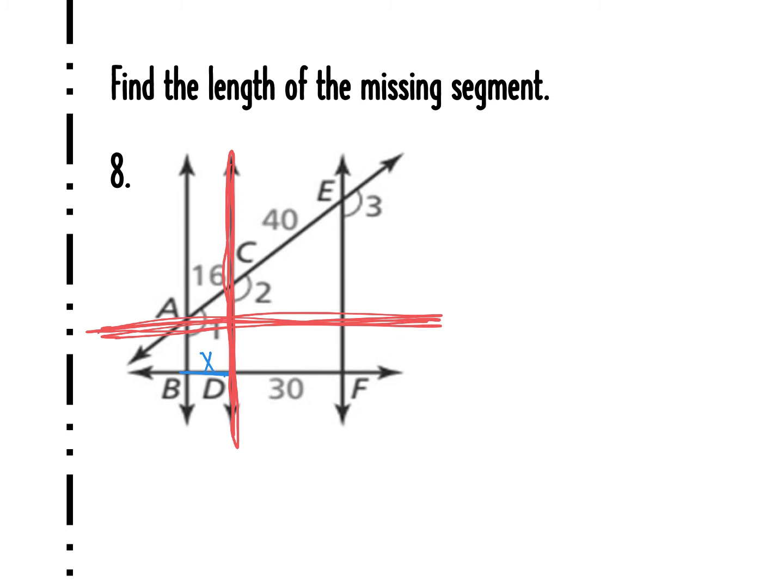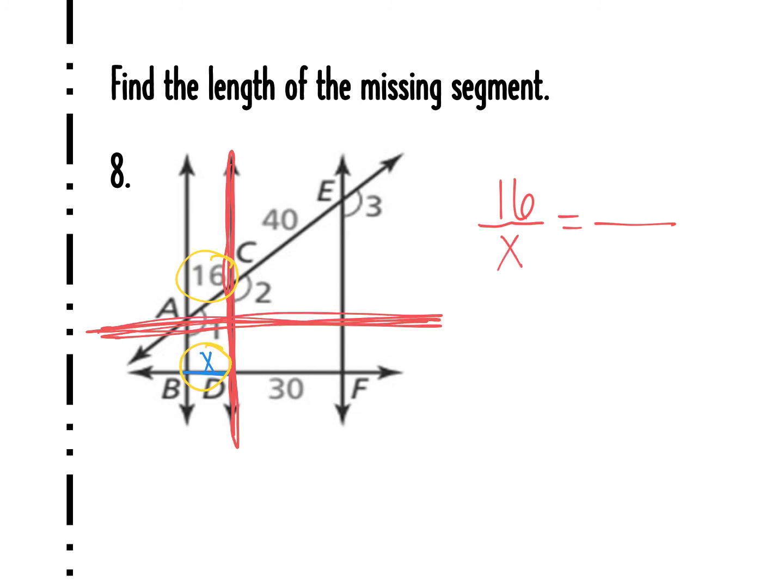And that'll work. So now that we've got that, we can go ahead and set up our proportion and look at your T to know where to put the numbers. So on the top left of our T is 16. So that's going to go on the top left of our fraction. On the bottom left of the T, we have X. So that's going to go on the bottom left.